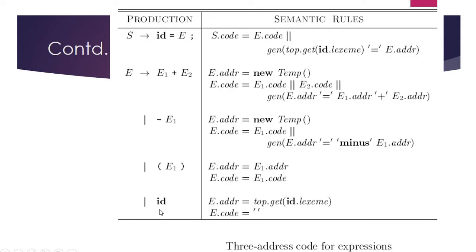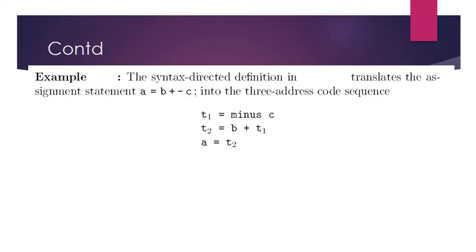The next production rule is E produces ID. So we are going to access the identifier details from the symbol table. For that, the get function will be used. Whatever the present environment is, those details will be there in the stack, so we can access the stack contents through the top pointer. So we are accessing the identifier details from the symbol table and storing them in E.address. And here there is no 3 address code generated, so E.code equal to empty value. So now let us see the example.